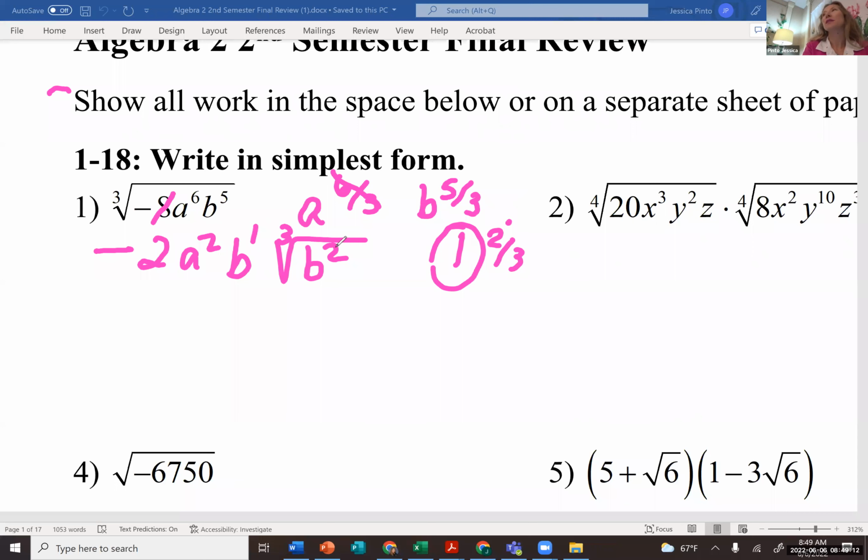Do you guys remember doing this a few months ago? Okay. And so this is my final answer. I don't have to worry about the absolute value bars on this one because it was a third root, which is an odd index.